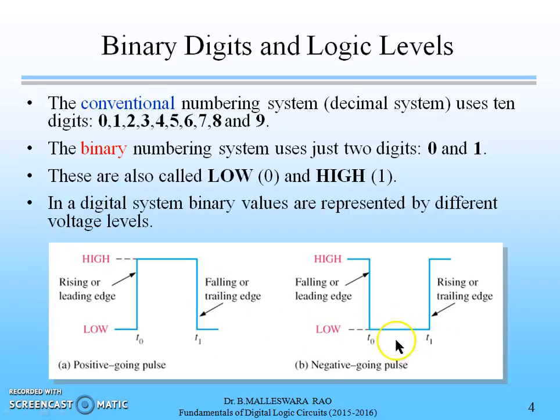For a negative going pulse, the transition from high to low is called the falling edge or leading edge, and the transition from low to high is called the rising edge or trailing edge.